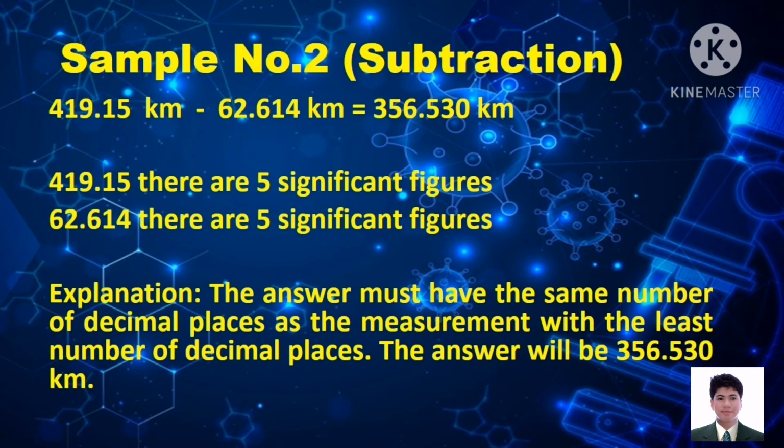Impressive. Remember, for 419.15, there are 5 significant figures, while 62.614 has 5 significant figures. The answer must have the same number of decimal places as the measurement with the least number of decimal places. The final answer will be 356.530 kilometers.